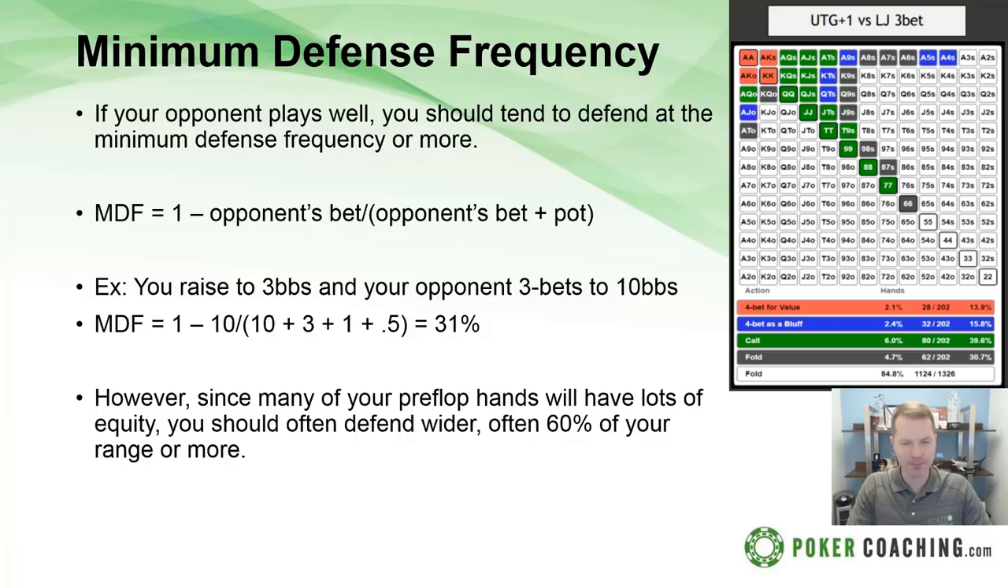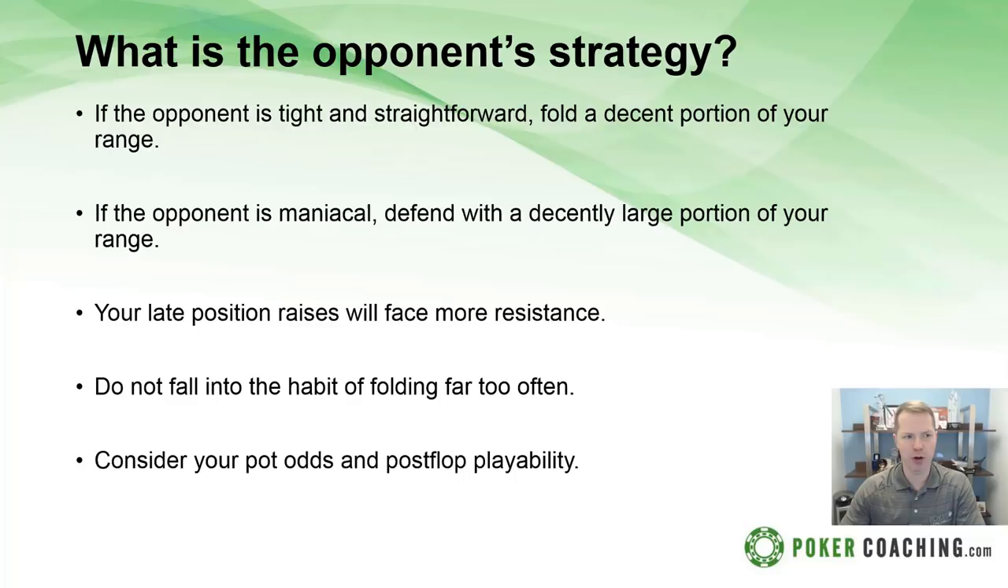So that's assuming your opponent plays well, right? Now, what if they don't play well? What if they play very tight and straightforward? This is going to be the case in a lot of small stakes live games, okay? You're going to raise. If they re-raise, they have aces and kings and queens and ace-king. Well, against that range, what should you do?